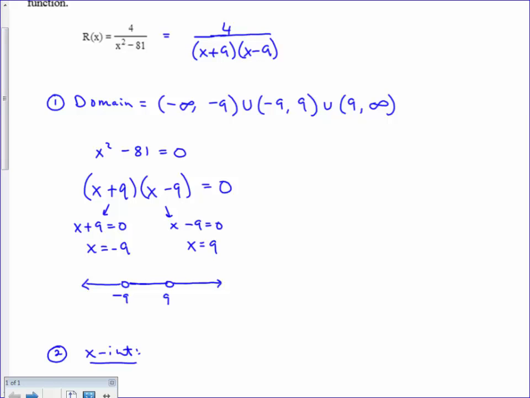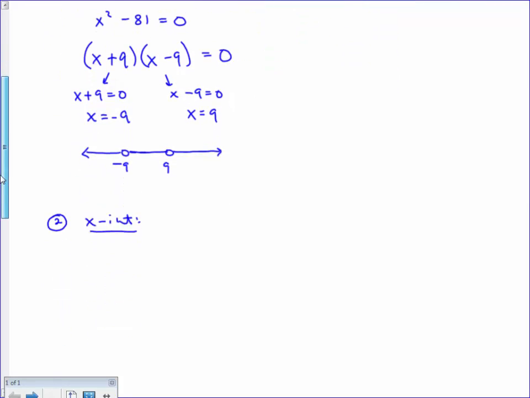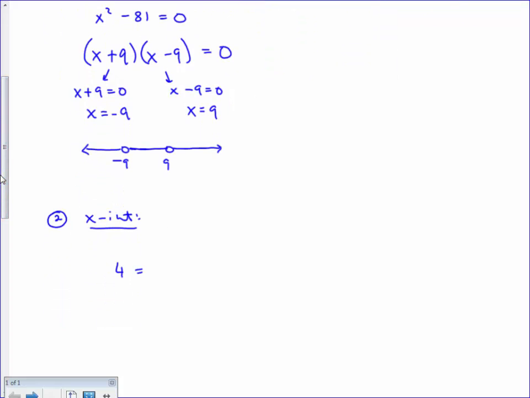So at this point, we would set the numerator equal to 0. The numerator is just 4. So if we set 4 equal to 0, you agree that that doesn't make sense. This is something that's not true. So in this case, if you get something that's not true, then you'll just say that there is no x-intercept. So I'm just going to say none.